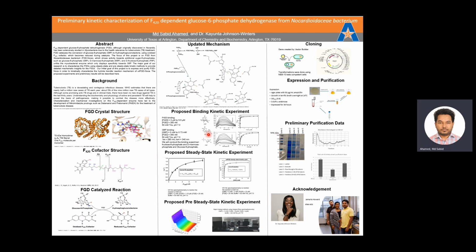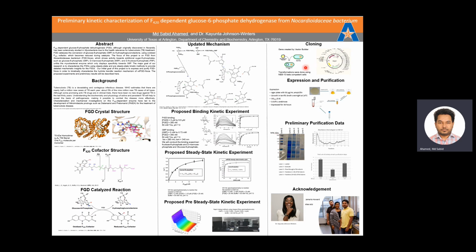For the pre-steady state kinetic experiment, as my Nocardia bacteria has an F420 dependent enzyme, which is promiscuous towards other 6-phosphates, G6P, M6P, and F6P, initially I'm going to start using this condition. This condition has been used for the Mycobacterium enzyme. Initially, I'm going to use this condition and I'll try to optimize it for my enzyme. Same thing will happen for the pre-steady state and the steady state kinetic experiments.